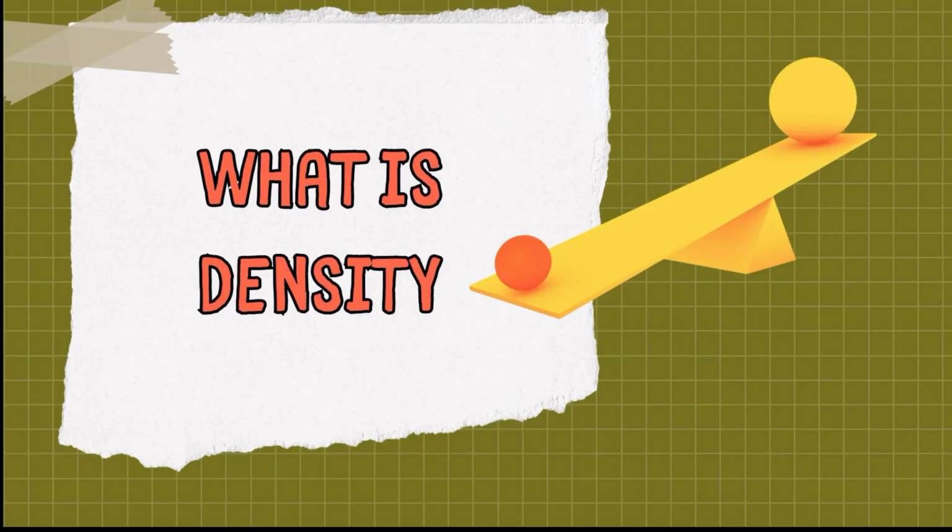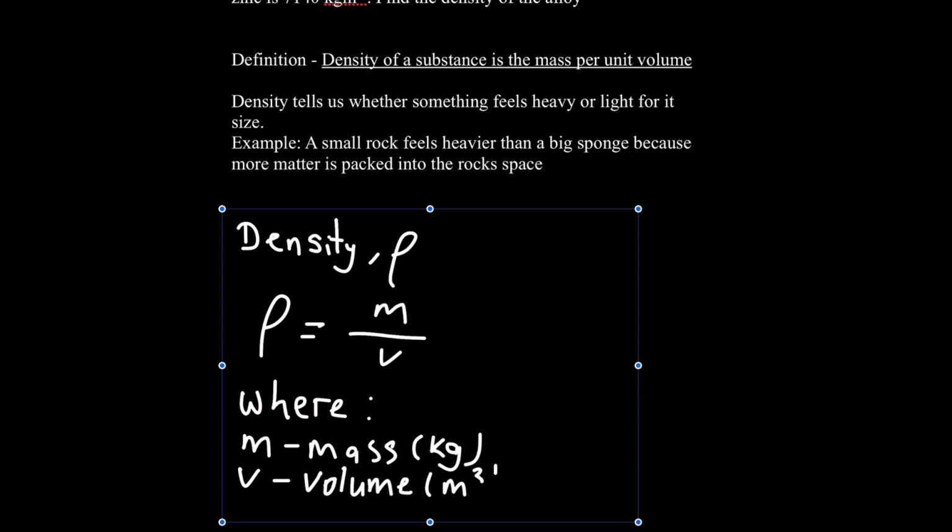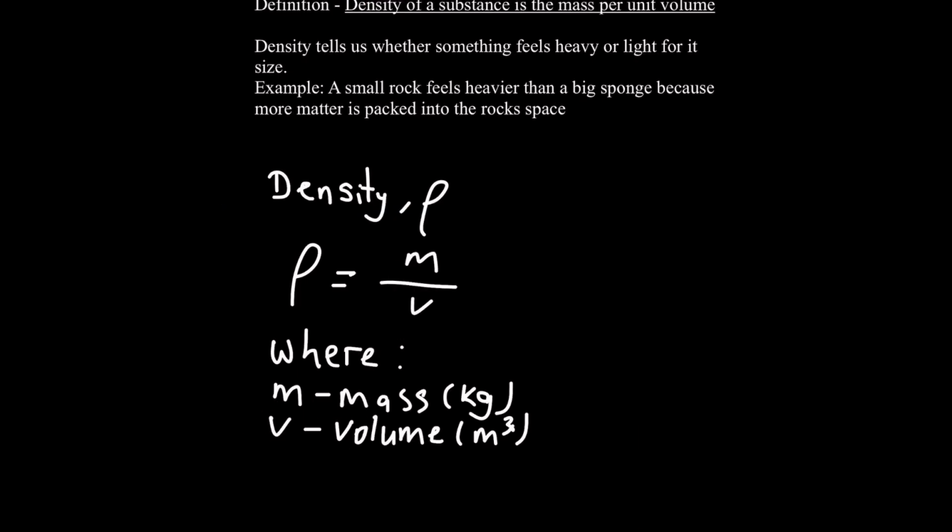For example, this question is related to density. Before we attempt to answer this question, we must know what density is. The formula for density is mass over volume, where m represents the mass in kg and v represents volume in meter cube. We can rearrange the density formula to find mass and volume.